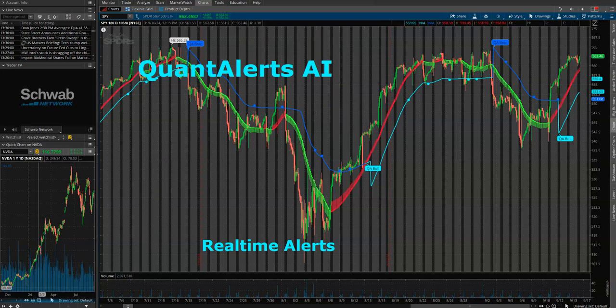Let's go ahead and index that real quick. So there is recent overhead resistance. We have some slightly above that from before, back in July. This is recent early September resistance, end of August into early September.